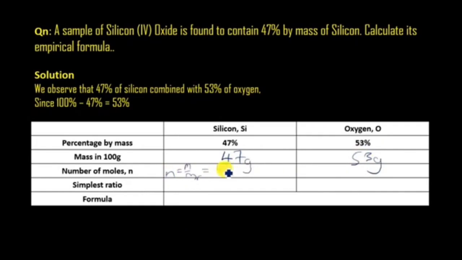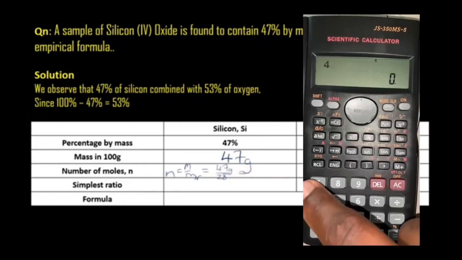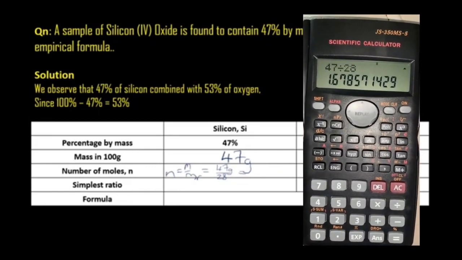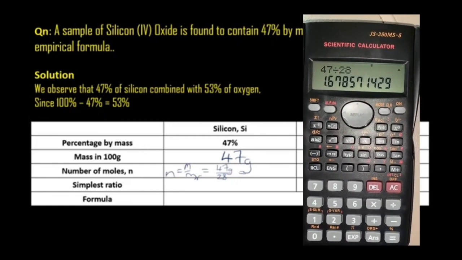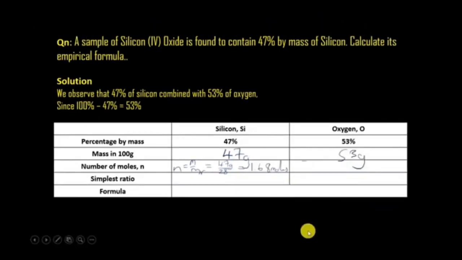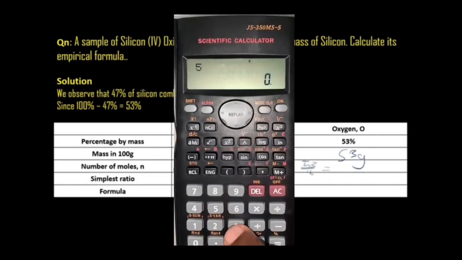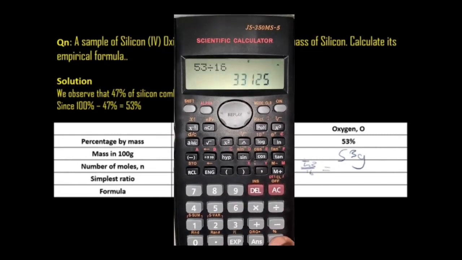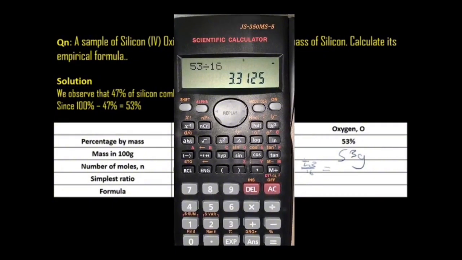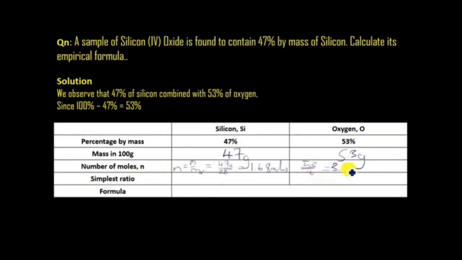The number of moles, n, equals m over MR, which equals 47 grams over 28, and we're going to calculate using a calculator. 47 over 28 should give us 1.68, rounded to two decimal places. And we do the other one, 53 divided by 16. This will give us 3.3125.